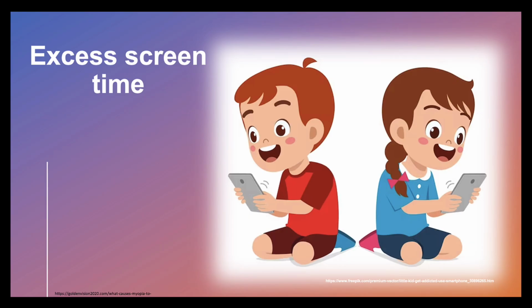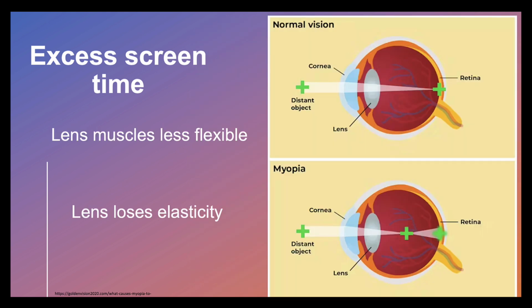Now, when we look at excess screen time, we know that excess screen time makes the lens muscles less flexible. In other words, the lens that we discussed in a previous chapter of Back to Basics loses the ability to adapt to changing distances. One can almost say it becomes accustomed to close-up images. In other words, it becomes fixed and it can no longer adapt to those distances. The lens, in other words, loses its elasticity. So it is less flexible and less elastic.